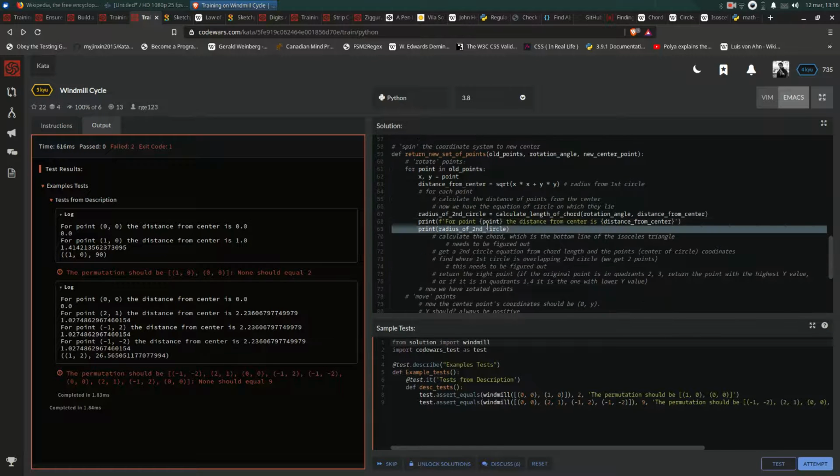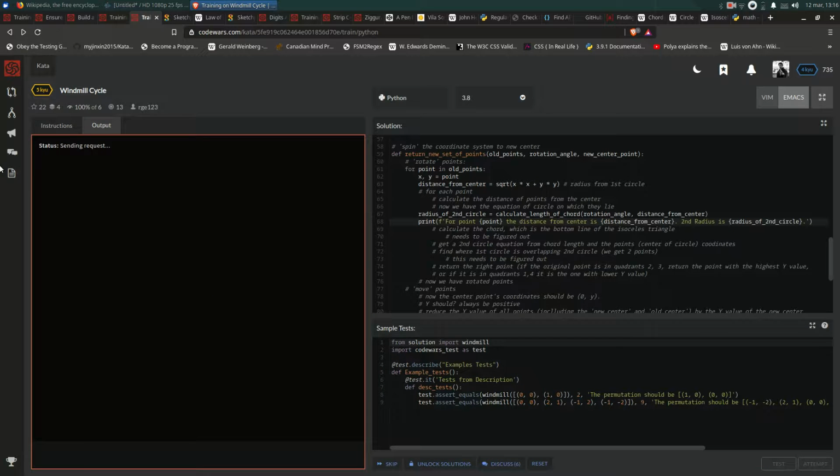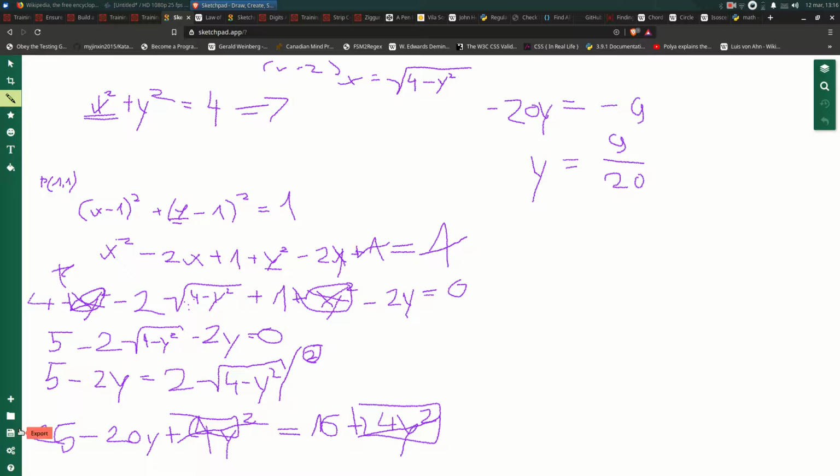For the point, the distance to the center is the distance to the center. And over here we say second radius is the radius of the second circle. Alright, let's get that. Okay, we can do the equation for this one.